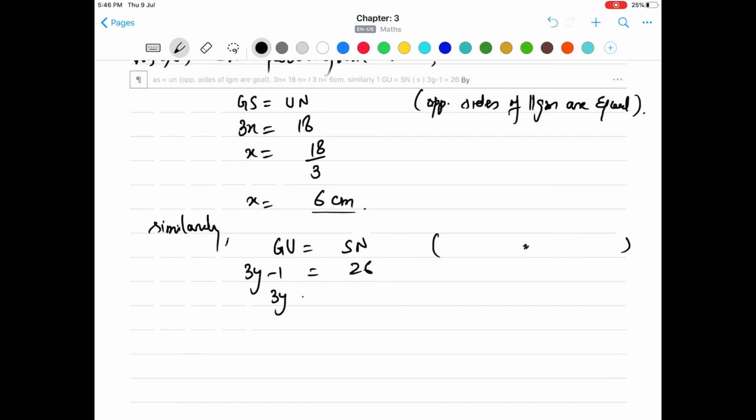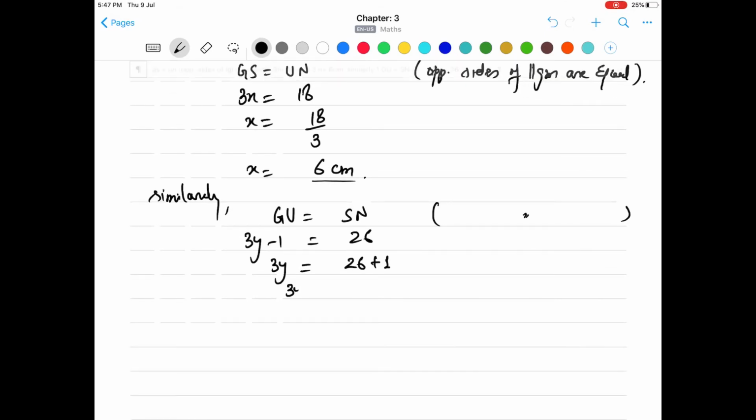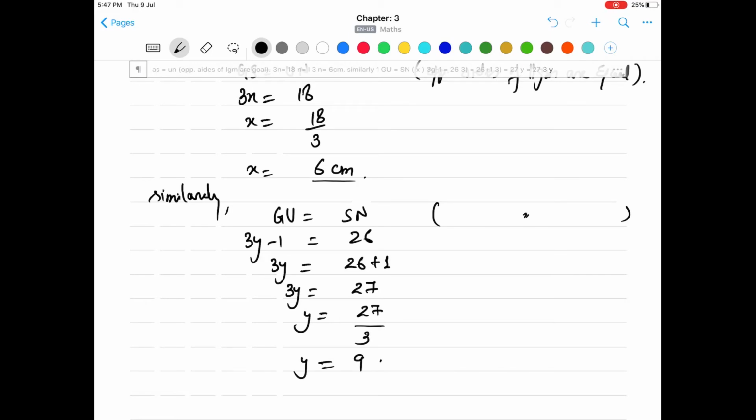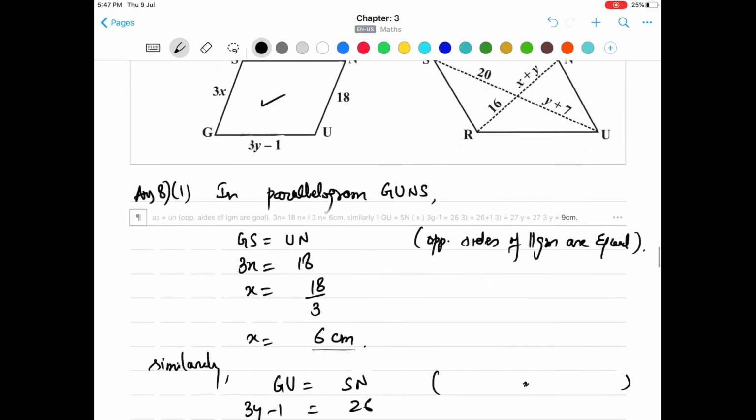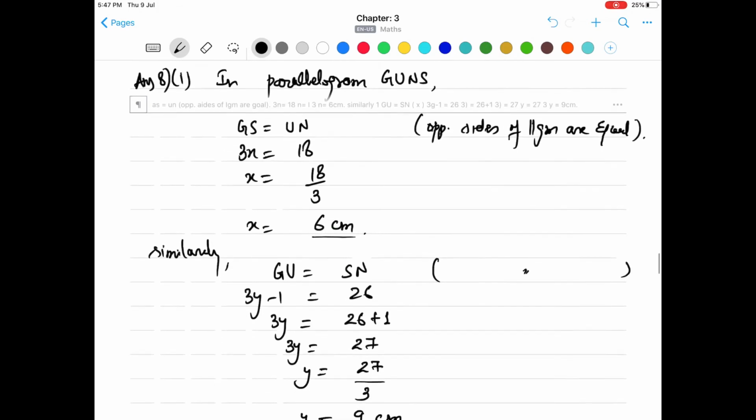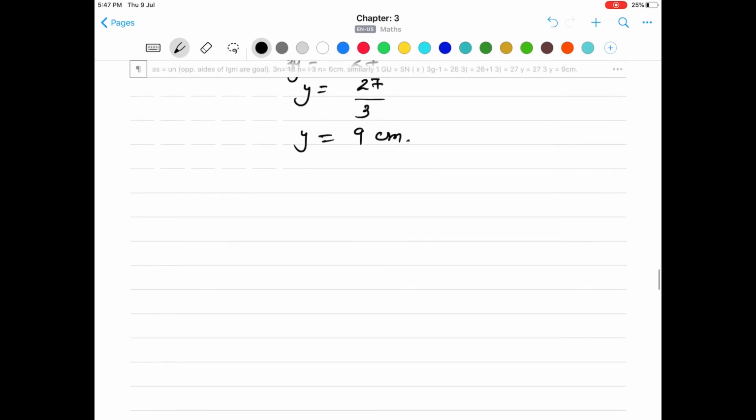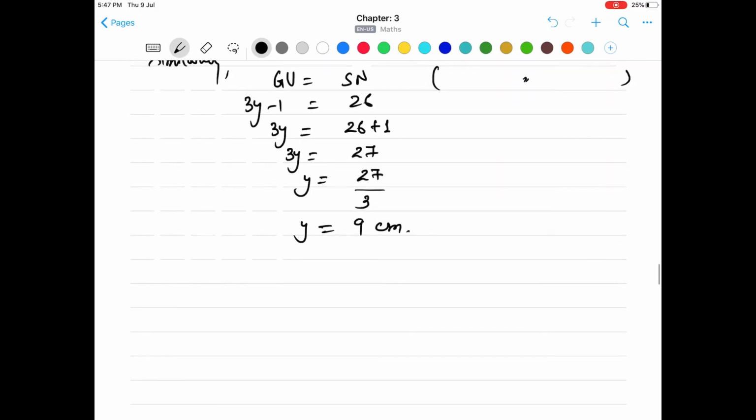So from here 3y will be equal to 26. This minus 1 will become plus 1 here, or 3y will be equal to 26 plus 1, which is 27, or y will be equal to 27 divided by 3, and hence y is equal to 9 centimeter. So we got the value of both x and y. X here is 3 centimeter, y is 9 centimeter. Okay, now going to the next part.